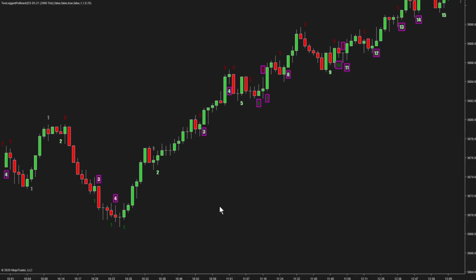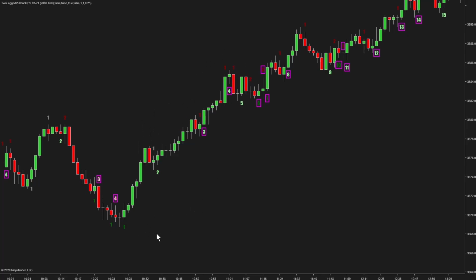How to use a two-legged pullback indicator to count legs. The two-legged pullback indicator automatically counts and keeps track of all legs. Remember, there are both bull legs and bear legs. The bull legs are numbered underneath the candles, whereas the bear legs are numbered above the candles.